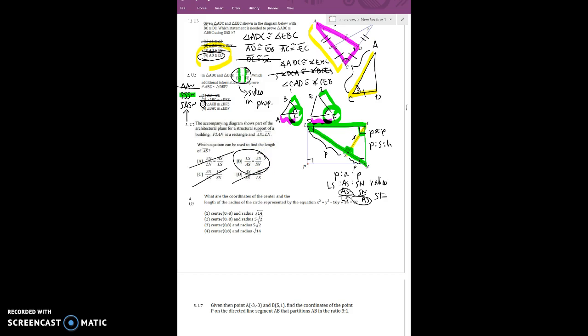So I first have to recognize that I have perpendicular lines and I have right angles. And I have a rectangle. All of these give me the right angles I need to have similar triangles to be able to set up our PAP and PSH proportions.